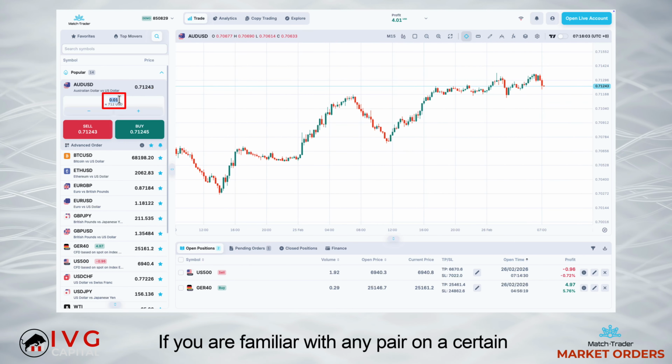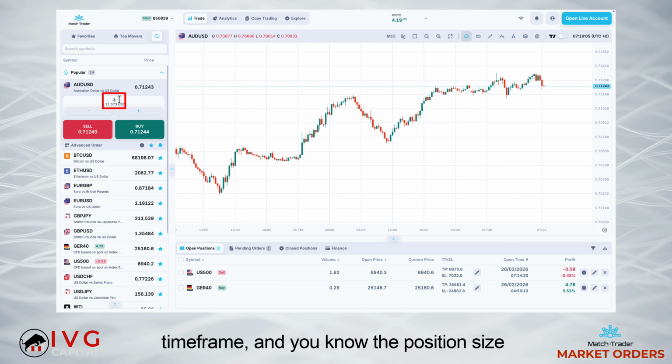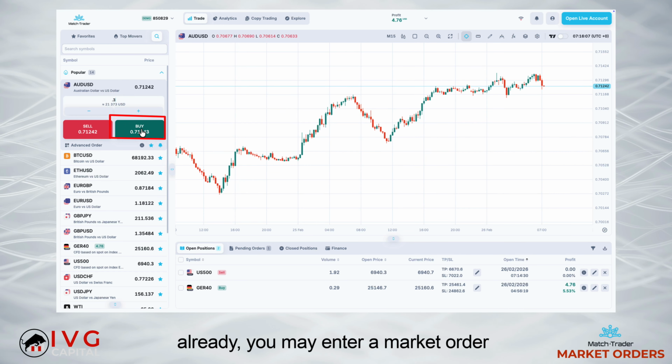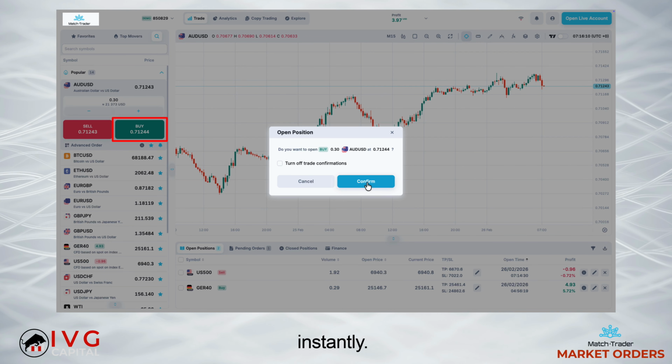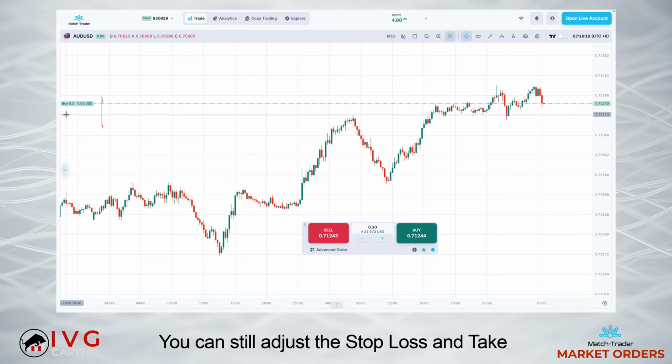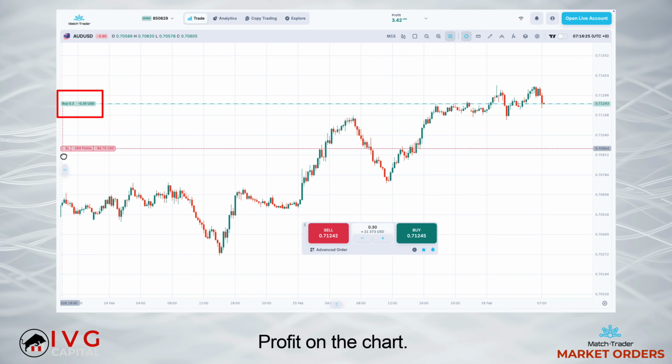If you are familiar with any pair on a certain time frame and you know the position size already, you may enter a market order instantly. You can still adjust the stop loss and take profit on the chart.